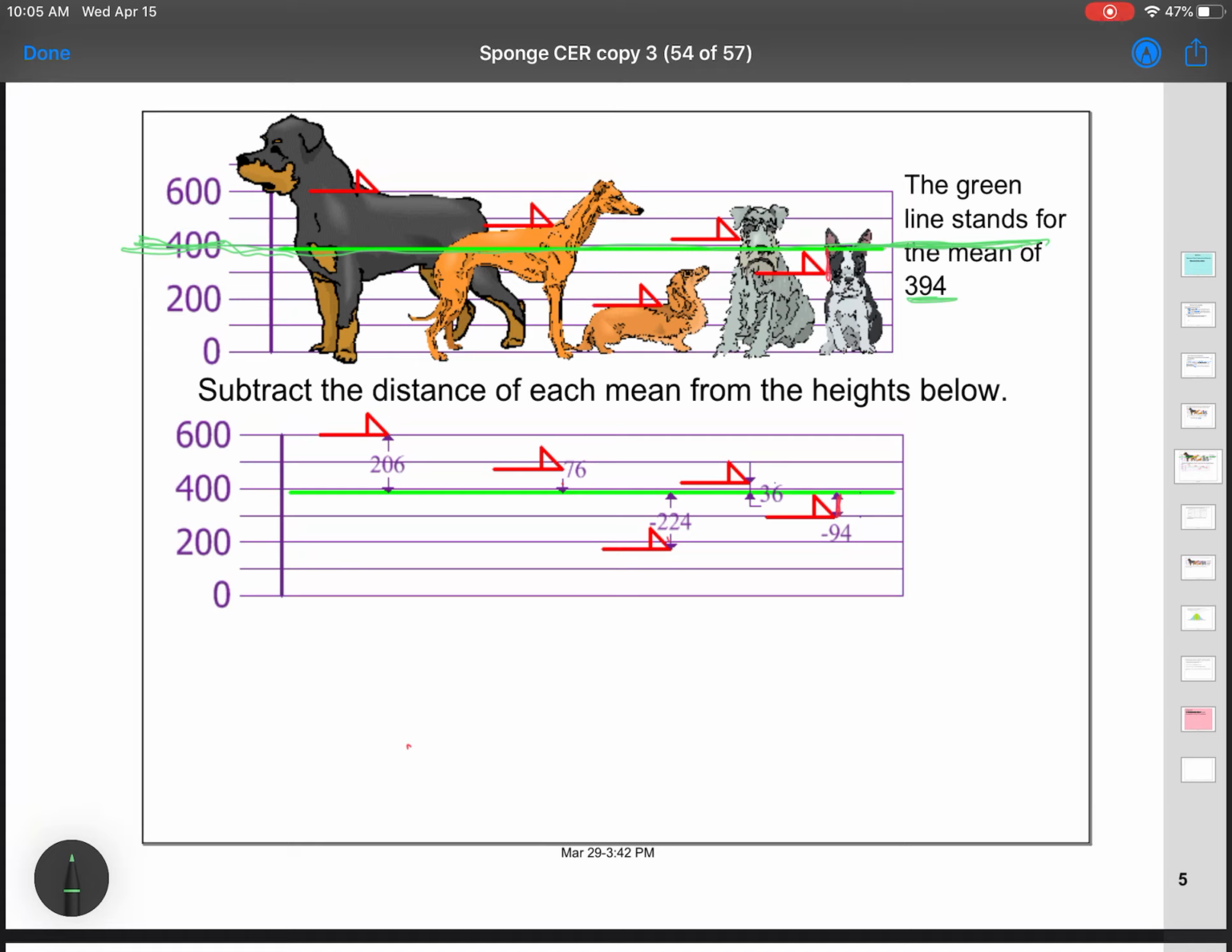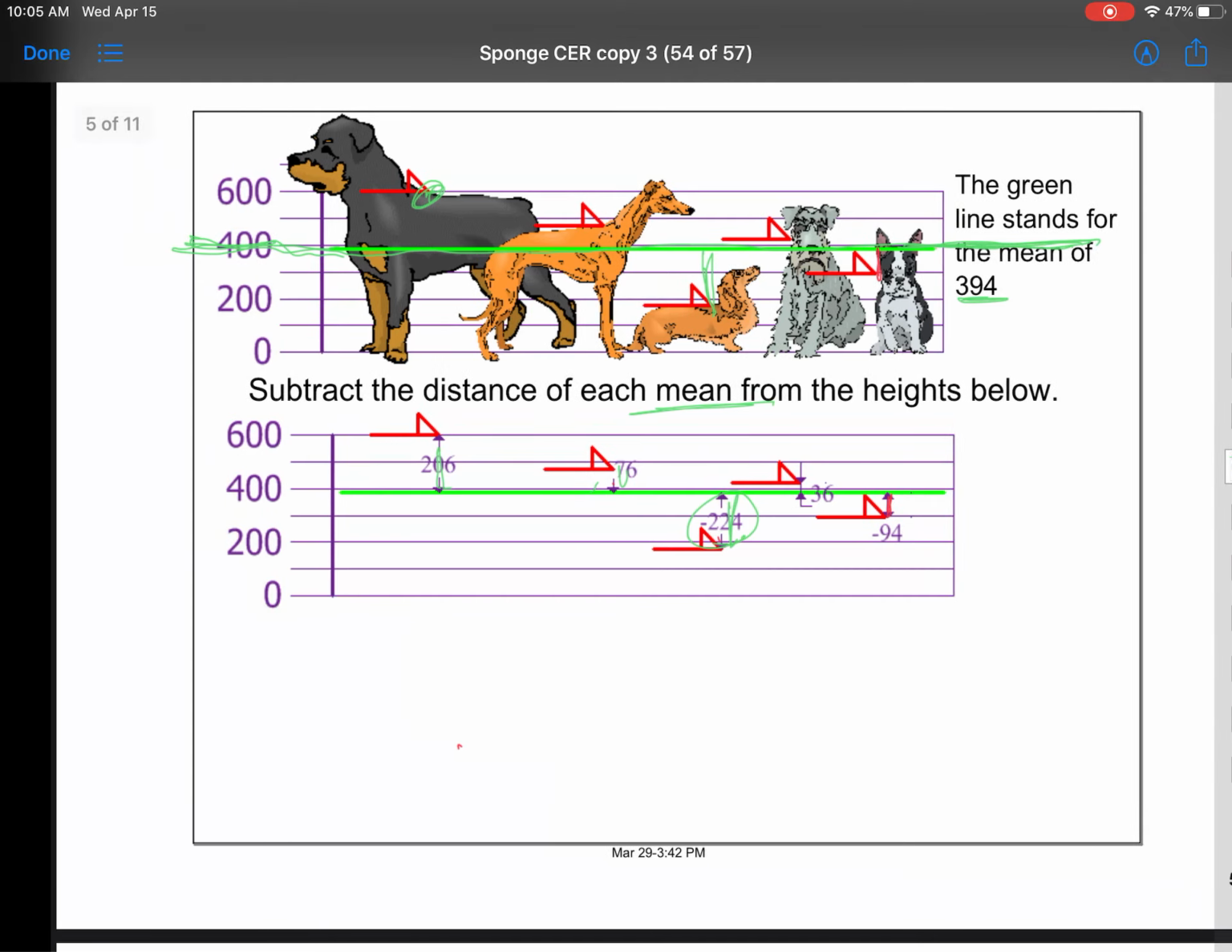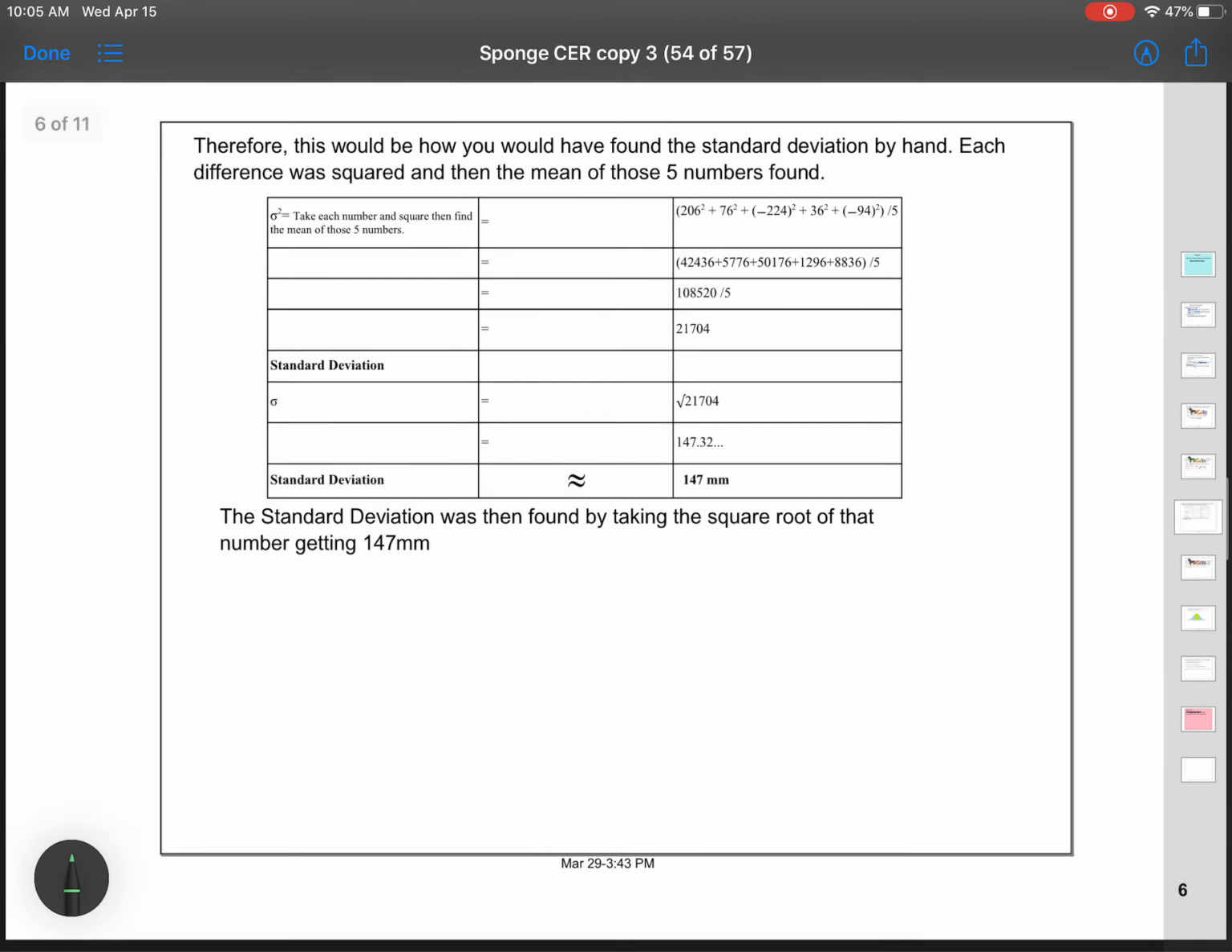In order to figure out what the standard deviation was, first they took the actual height of every single one of these, like 600, whatever the height was here of the Greyhound, and they subtracted the mean from every single one. So they got a positive sometimes, but if it was down below, they got a negative number. You can see that the Dachshund's shorter, so they got a negative number for that. Then every single one of those numbers, they squared.